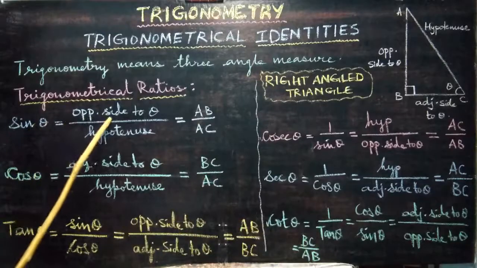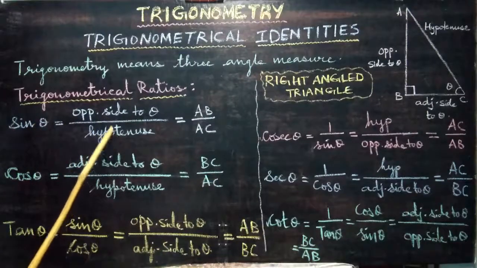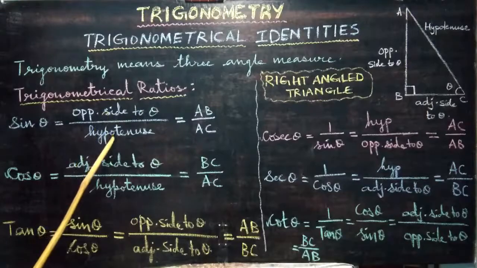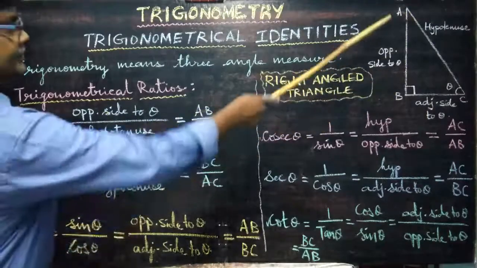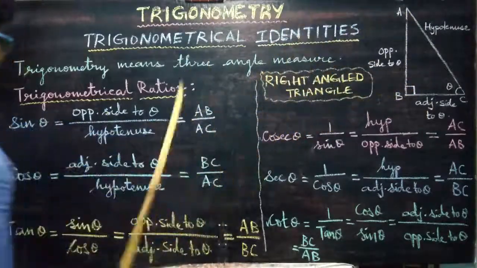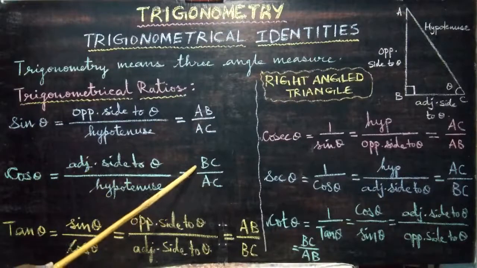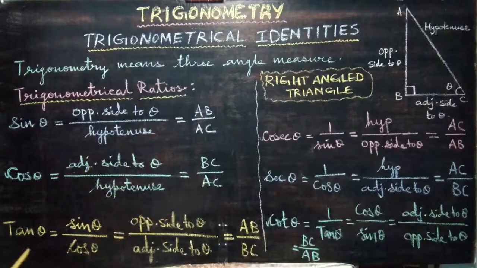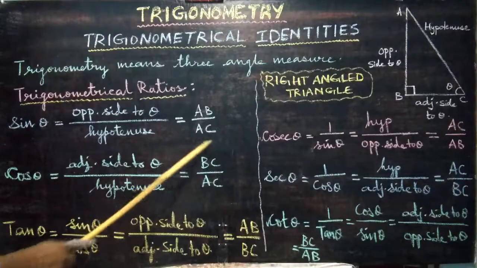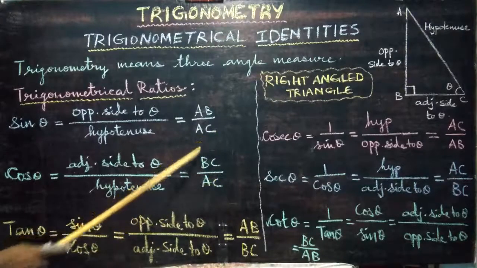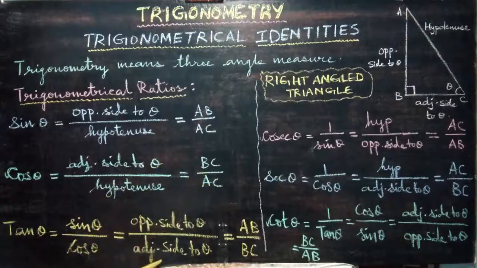Sine theta is equal to the opposite side to theta by hypotenuse. That is, opposite is AB and hypotenuse is AC. Cos theta is the adjacent side to theta by hypotenuse. Adjacent side is BC and hypotenuse is AC. Tan theta means sin theta by cos theta. If you keep it by hypotenuse, it gets cancelled, and opposite by adjacent remains. So it is the opposite side to theta by the adjacent side to theta, which is equal to AB by BC.